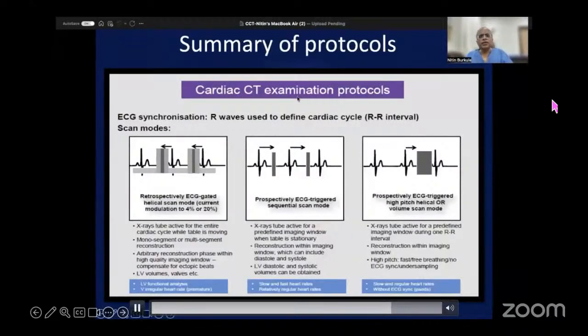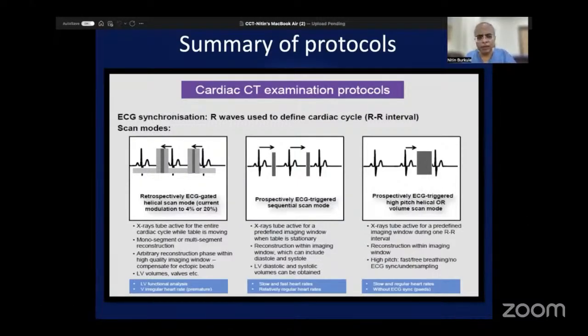So finally, a summary of the protocols. We have the retrospective ECG gated, we have prospective ECG gated, and we have this single heartbeat one, either with the 320 detector array or with the flash mode of the dual source CT. And each one has its strengths.